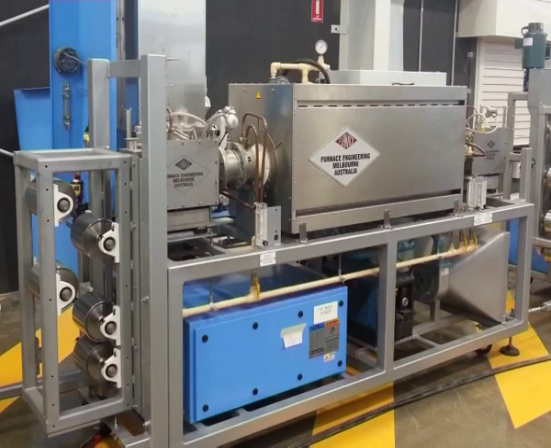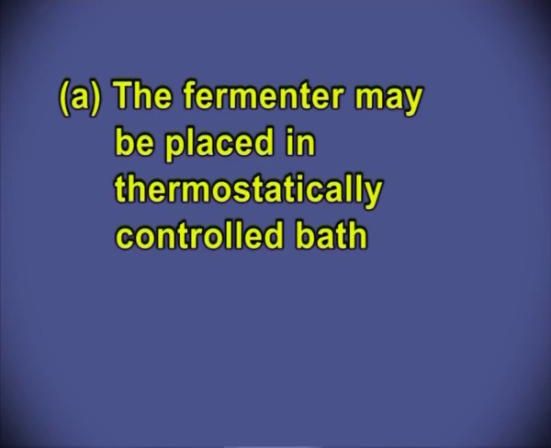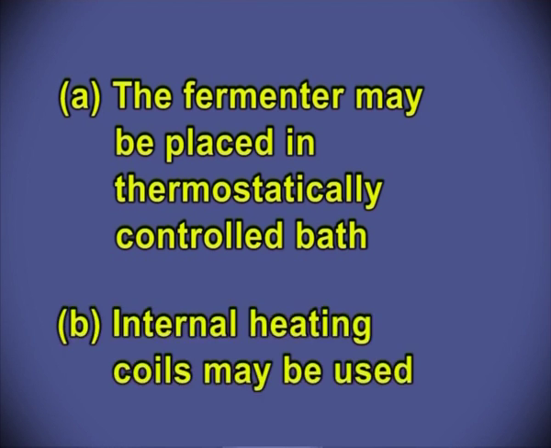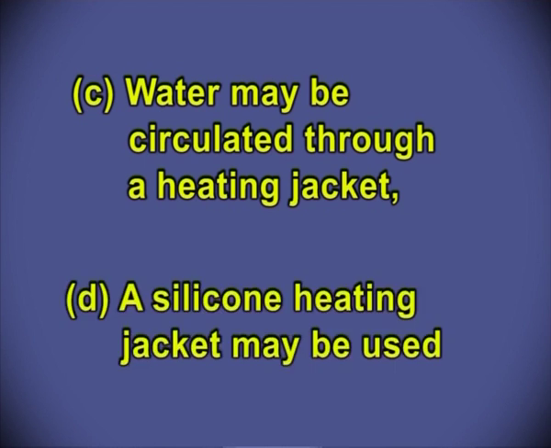In laboratory scale fermentations, normally little heat is generated. Therefore, heat has to be added to the system. This can be achieved in the following ways. The fermenter may be placed in thermostatically controlled bath. Internal heating coils may be used. Water may be circulated through a heating jacket, or a silicon heating jacket may be used.